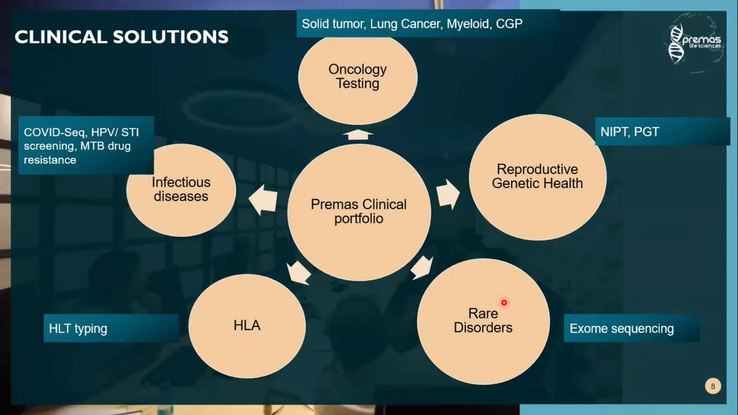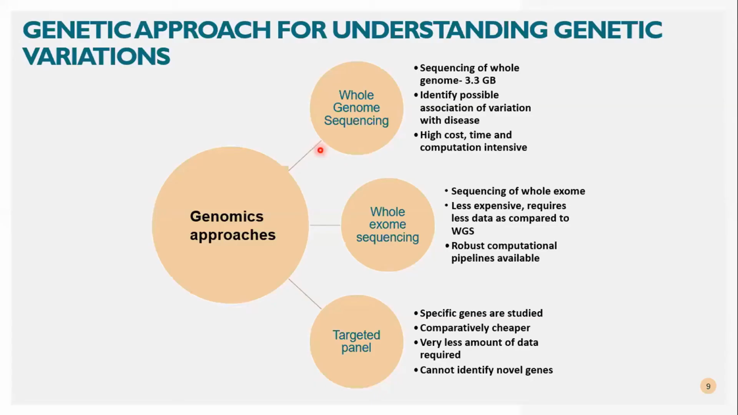HLA typing is again one example where we utilize next generation sequencing, where the information is used in different blood registries or transplant cases. Infectious disease, COVID, is one example which is quite relevant, and everybody understands that. HPV, human papilloma virus, and sexually transmitted infections can also be studied through next generation sequencing. Different drug resistance screening, such as MTB drug resistance, is also done with next generation sequencing. So these are some common examples which we generally talk about.